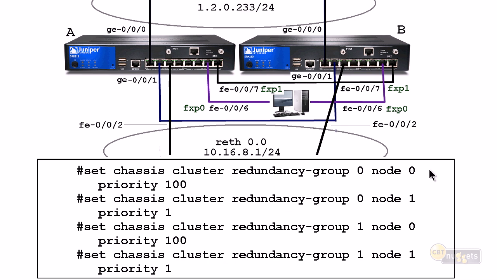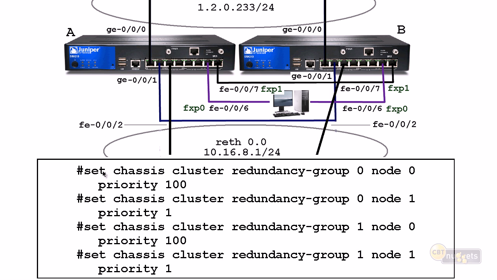Okay, next we're going to set up 2 redundancy groups. Redundancy group 0 is actually going to be for the routing engine, for the routing engine to fail over from the primary to the secondary. Redundancy group 1 is basically what the interfaces are going to be part of. So they're in redundancy group 1.